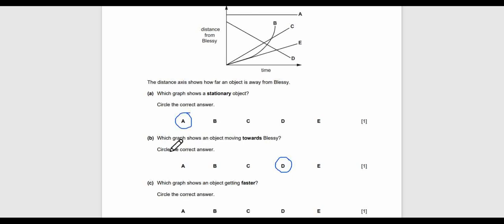Next. Question C. Which graph shows an object getting faster? Circle the correct answer. 10 seconds.